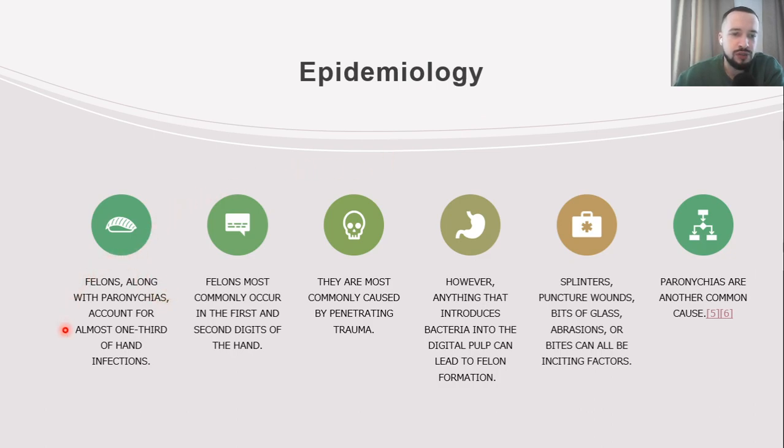Epidemiology: Felons along with Paronychias account for almost one-third of hand infections. Felons most commonly occur in the first and second digits of the hand. They are most commonly caused by penetrating trauma. However, anything that introduces bacteria into the digital pulp can lead to Felon formation.